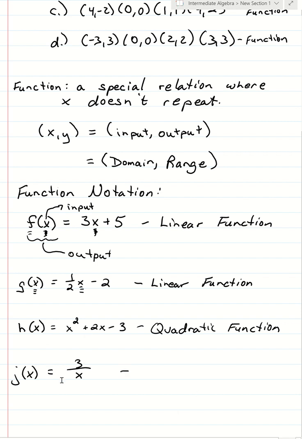J of x also is something a little bit different, okay? 3 divided by x. When you have a variable expression in the denominator, this is now considered a rational function. So there are all different types of functions that we are going to learn about, okay? And we're going to see how to graph some of these as well, okay? Not right now, though. Like I said, this is just an intro to functions.